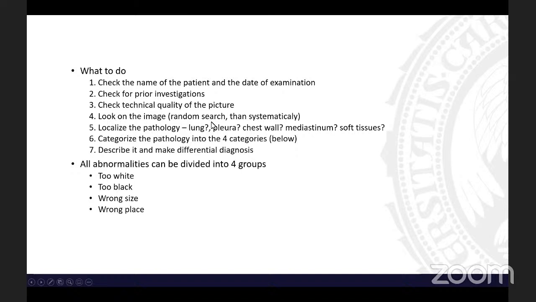There are actually two main ways how to look for that. Random search means that I will just look on the picture and let my eyes wander. This is great. This is definitely something you should do, but you need experience for that. Finding something with the random search is something that works with radiologists.